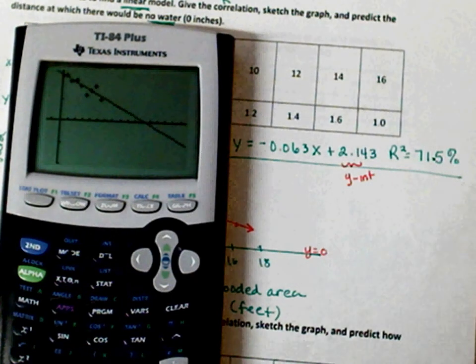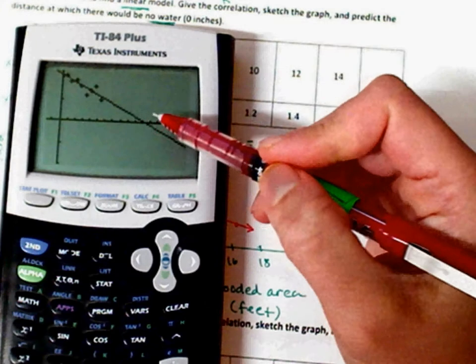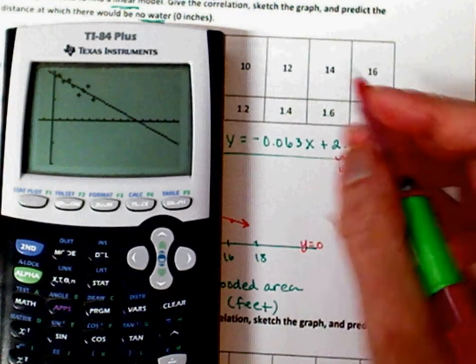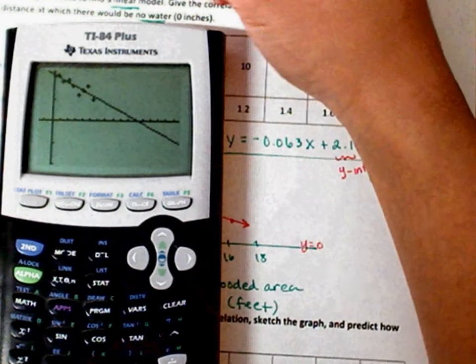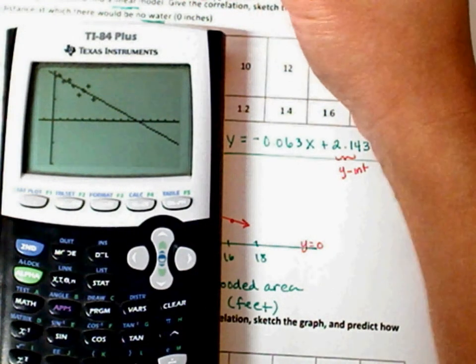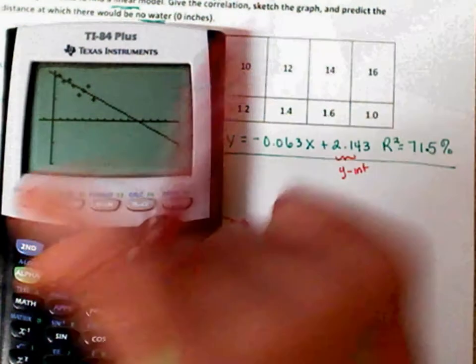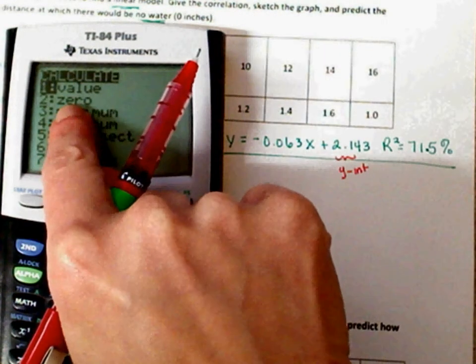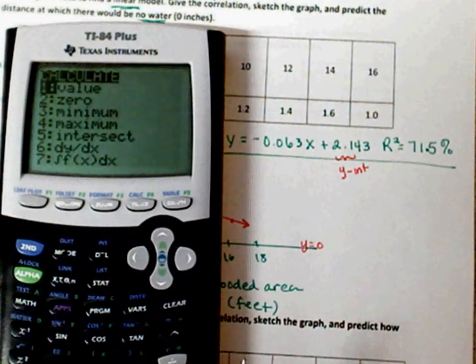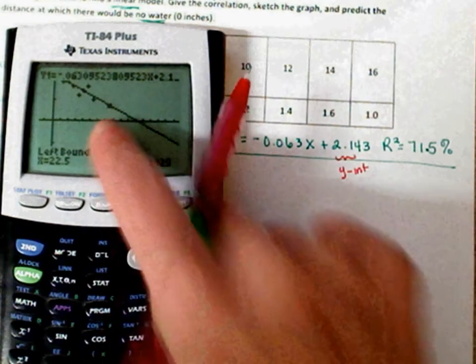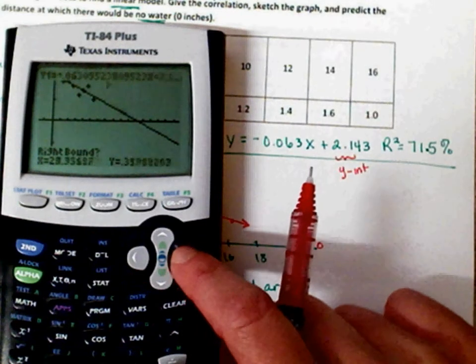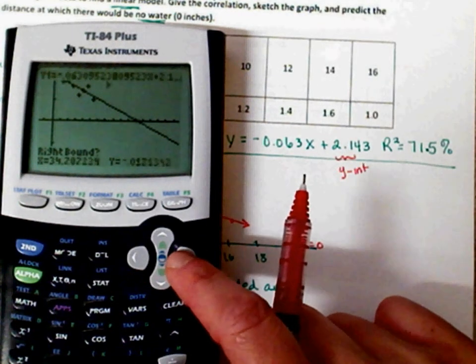This is what I'm trying to find. That is your x-intercept. That's your 0. That is what's going to tell you when there is no water. Okay? So your y is going to be 0. So if you hit second, calculate. You see how that's a 0? X-intercept, hit 2, left bound, right and left arrow, go to the right of the intersection where it crosses the x-axis, hit enter.